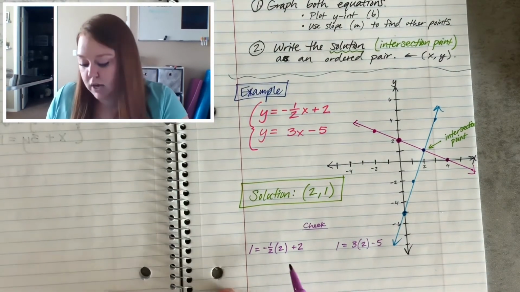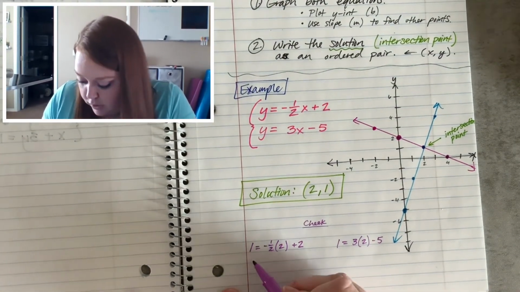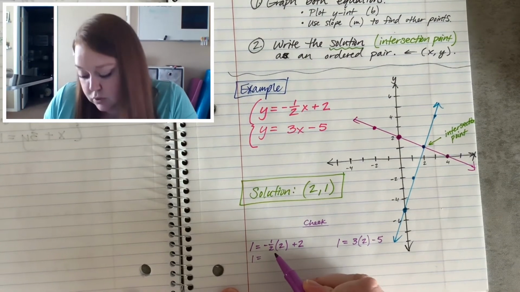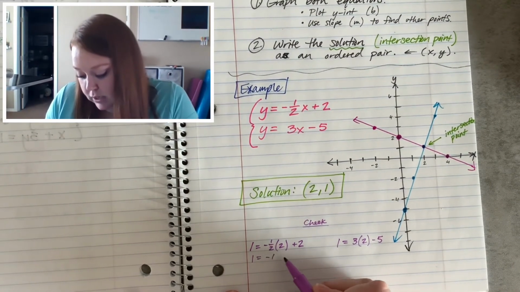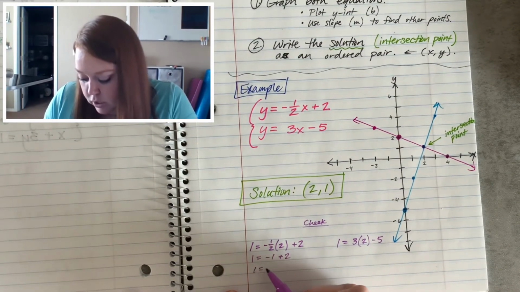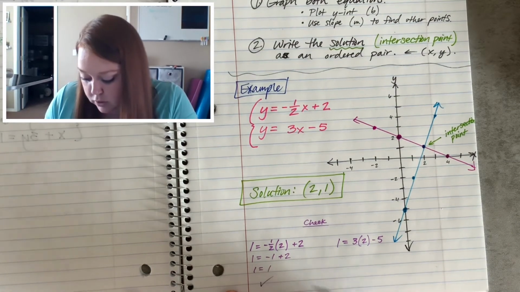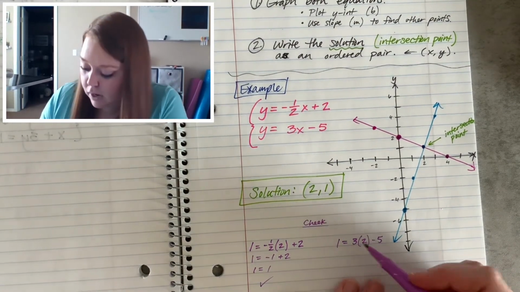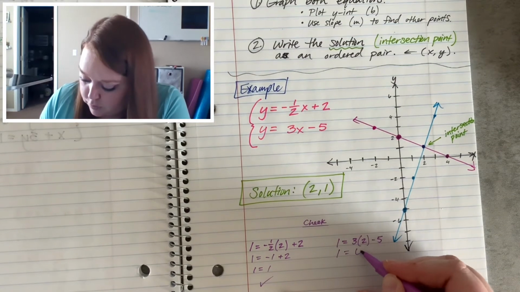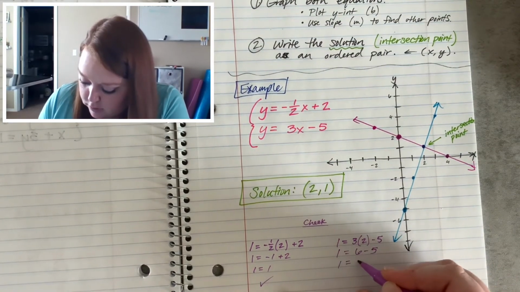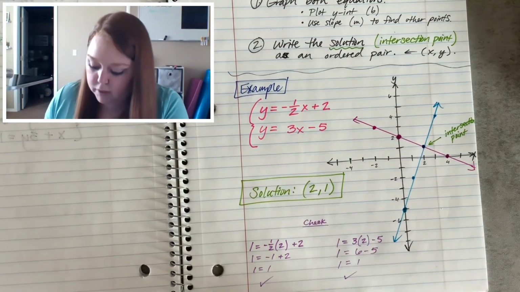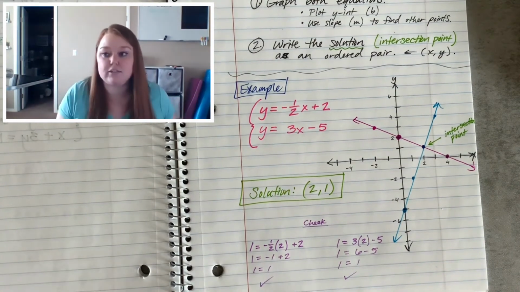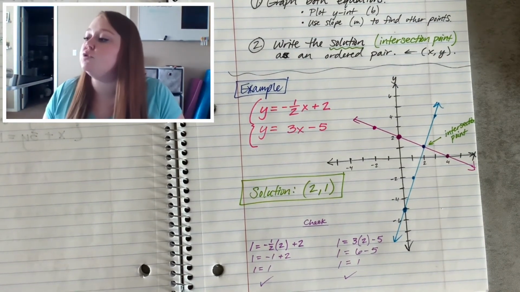So let's see if these actually work. So over here, -½ times 2. Half times 2 is 1, so it'll be -1. -1 plus 2 is in fact 1. So it works there. Over here, 3 times 2 is 6. 6 minus 5 is 1. 1 does equal 1. So we can see that that actually is the true answer.